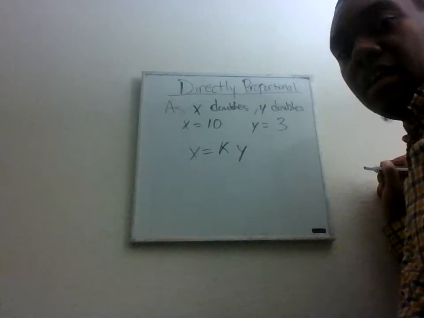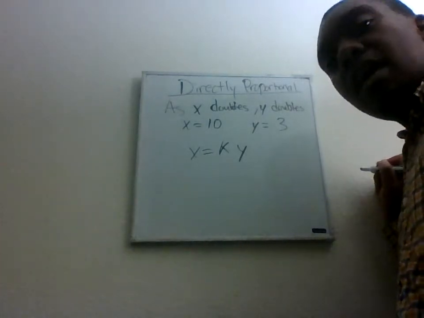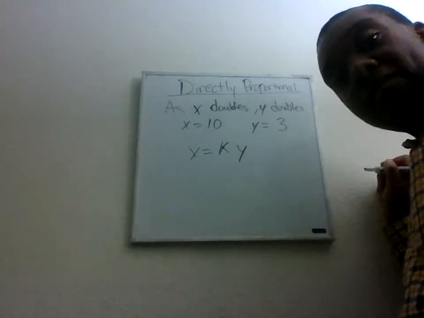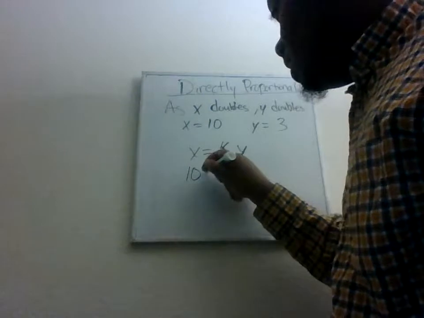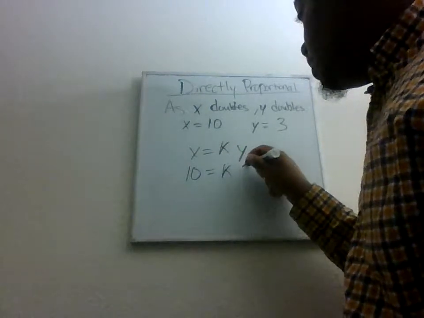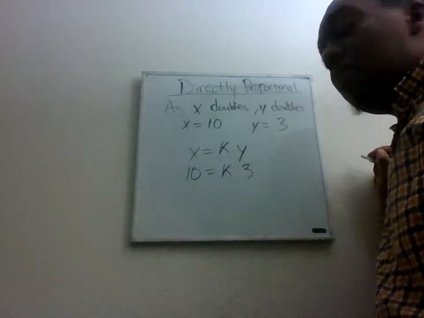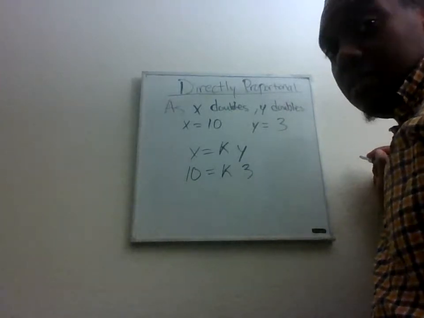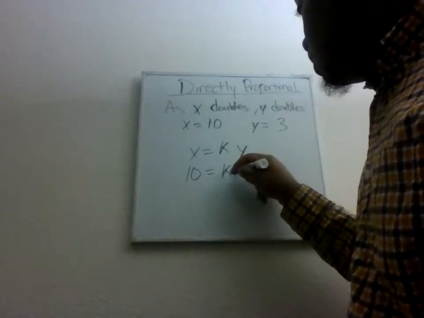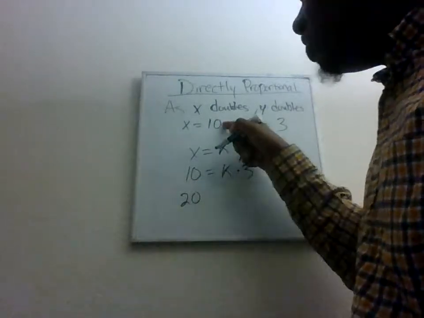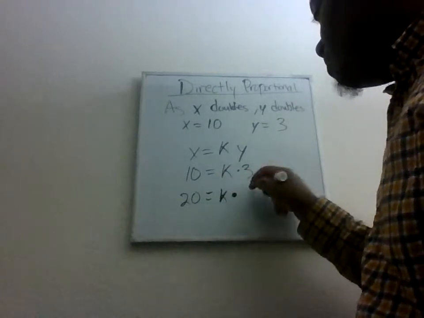Some of you may be saying, where do these letters come from? They're just symbols, just like the numbers 1, 2, 3, 4. We will give them values. We know that when x was 10, y was 3. So 10 will be some number times 3. We also know that when x doubles, y has to double. So we also know that when x is 20, I'll just double 10, y would have to be 6.